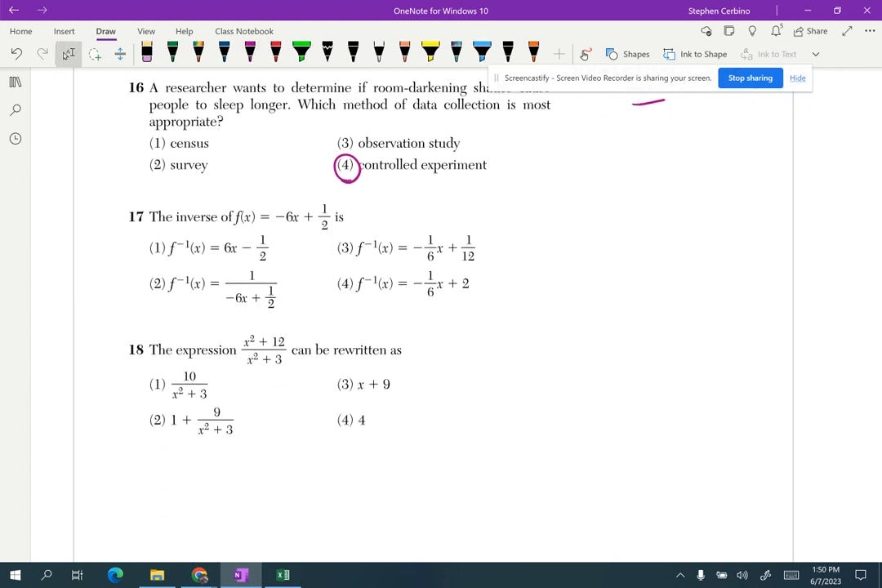Number 17, as soon as you see the word inverse, you switch x and y. So we're going to say x equals negative 6y plus 1/2. That's not an answer, so we need to do some algebra here. We need to get y by itself.